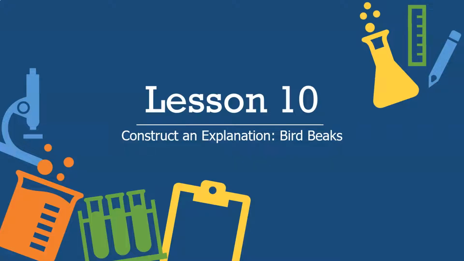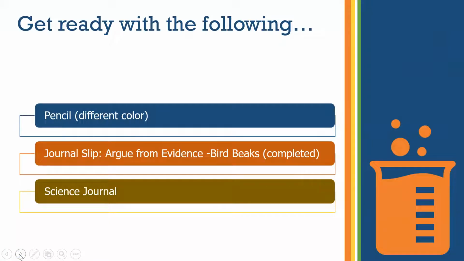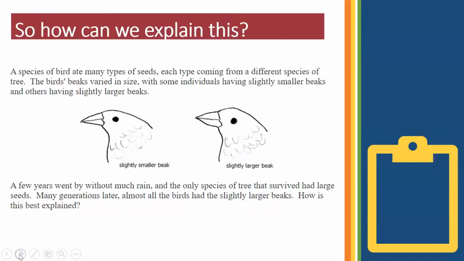Welcome to Lesson 10, Science 7. It's time to find out which student had the best explanation. For this lesson, you need to take out your journal slip from yesterday and a different colored pencil. If you're working digitally, bring up your digital slip and change your font color to keep track of your changes and additions.